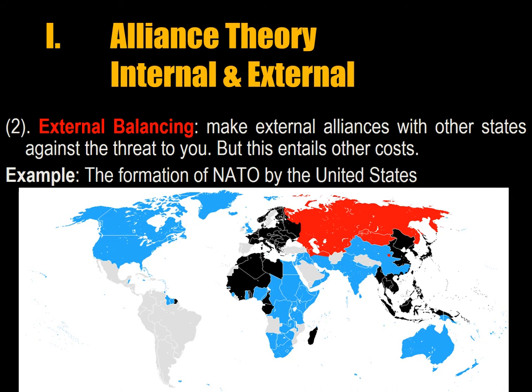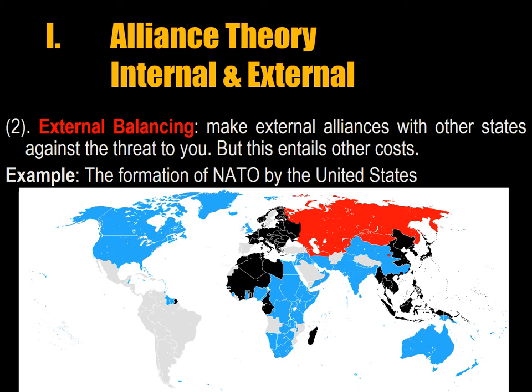Another type of balancing is external balancing. Here, states make external alliances with other states against the main threat. But this entails a different kind of cost. For example, the formation by the United States of NATO during the Cold War was an instrument used to try to block the threat of an attack by the Soviet Union.